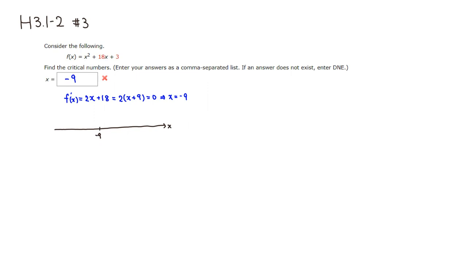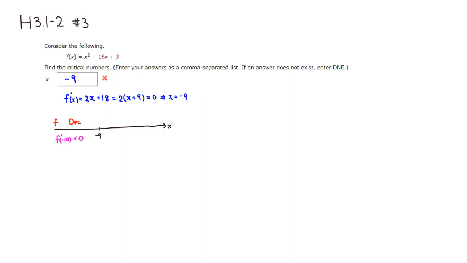So we just pick a sample number. Any number less than negative 9, so negative 10. So we try f prime of negative 10. If you plug in negative 10 right here, negative 10 plus 9 is negative, times 2 is negative. So we're going to have a negative sign there. So we know that the original function f is going to be, since the derivative is negative, a decreasing function there.